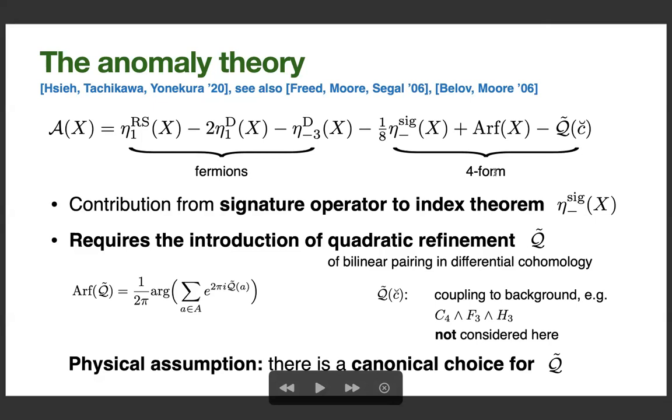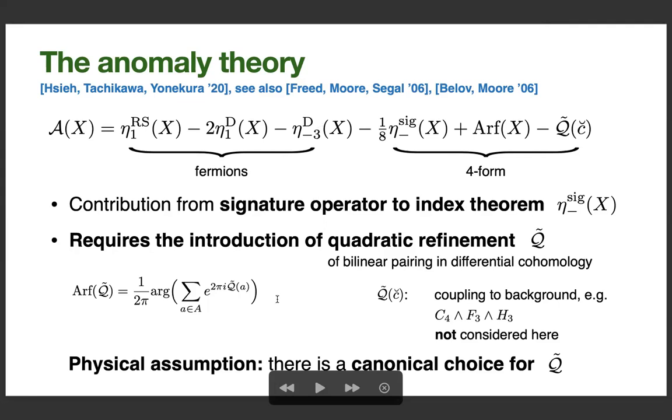Now there is one additional contribution, which is if your four-form field C4 couples to other fields in your theory, then there might be this additional piece, this Q coupling to C brief, where C brief denotes the background of the other fields. And we know that such a coupling does exist in type 2B because we have this Chern-Simons interaction between C4 and F3 and H3. However, in our setup, we will switch off F3 and H3. So this term will be zero in our case, and we're left with the first piece of this anomaly theory.